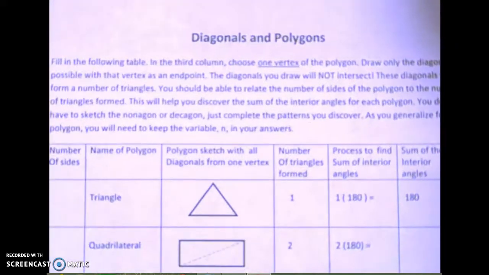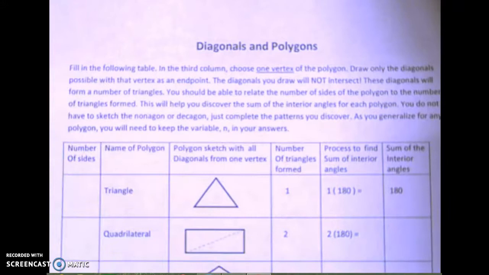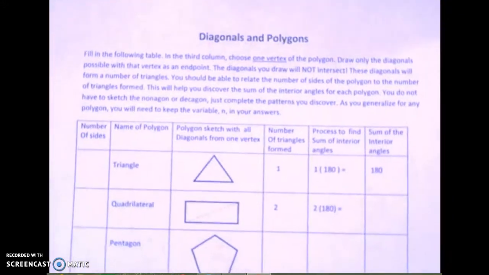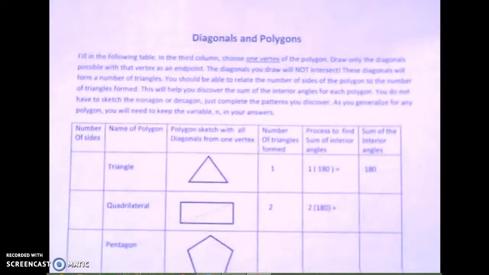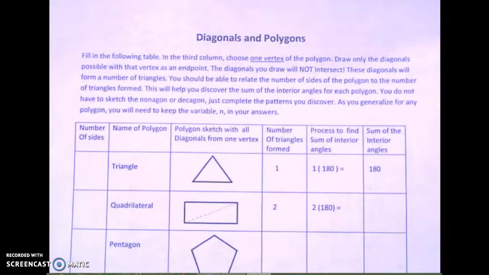Today we're looking at the diagonals and polygons activity. We're going to be filling in the information from the following table, and we're going to be drawing diagonals from one vertex only. You're going to be choosing a vertex, and then we're going to figure out how many triangles each polygon can be divided into. The diagonals you draw will not intersect. They're not going to crisscross in the middle.